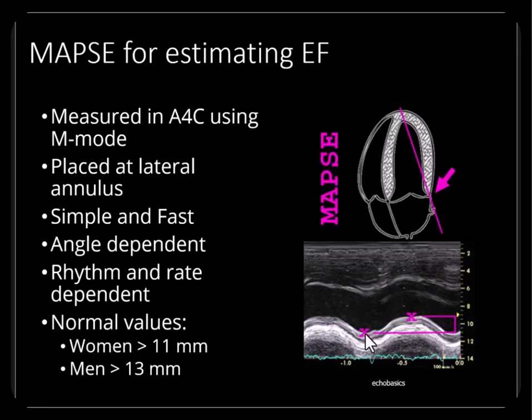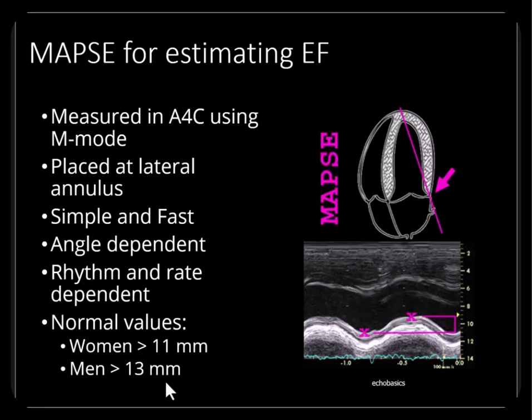At higher heart rates, diastolic filling time is shortened, which can reduce the extent of mitral annular excursion. The LV might not fully relax between contractions, leading to lower MAPSE values. At lower heart rates, longer filling times lead to potentially higher measurements. So keep that in mind as you're measuring MAPSE. Our normal value for MAPSE, women should be greater than 11 millimeters and men should be greater than 13 millimeters.